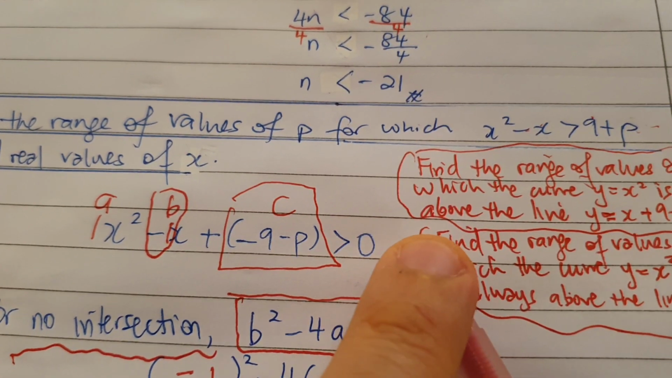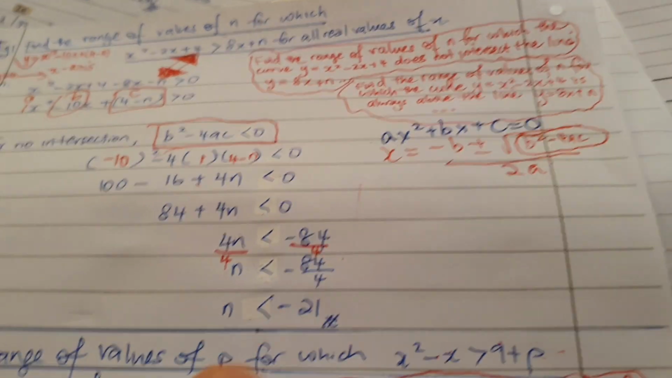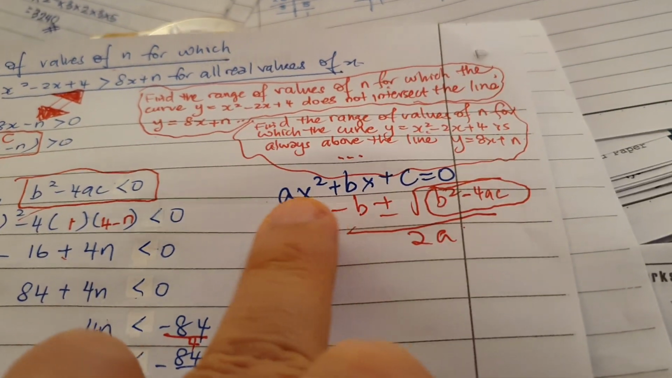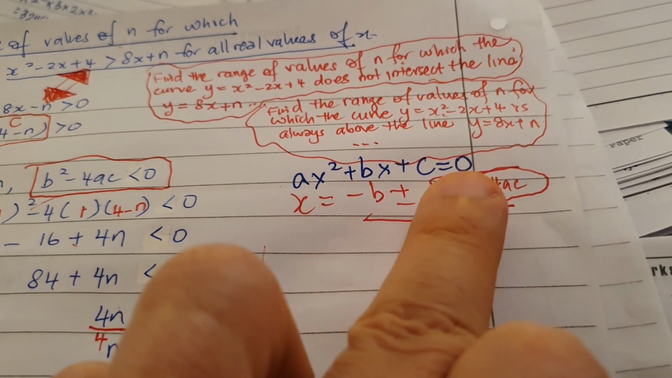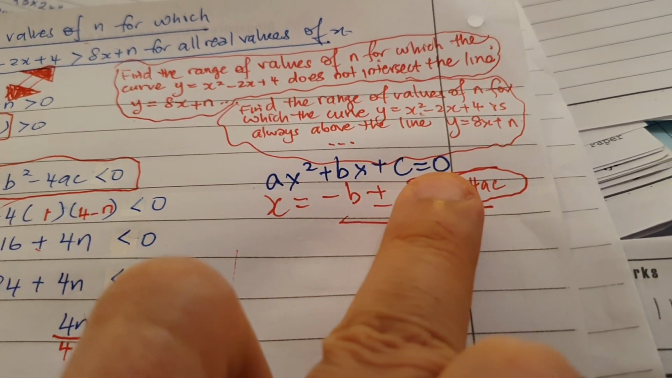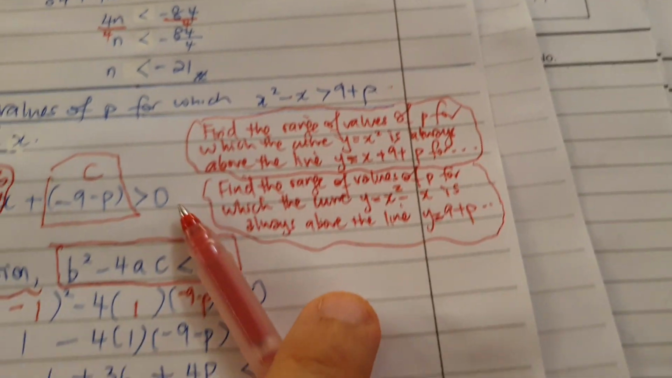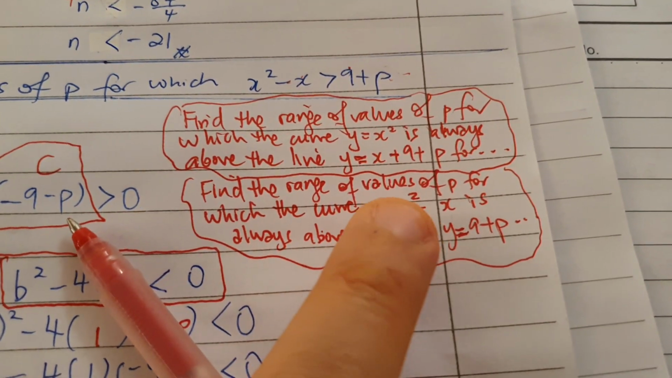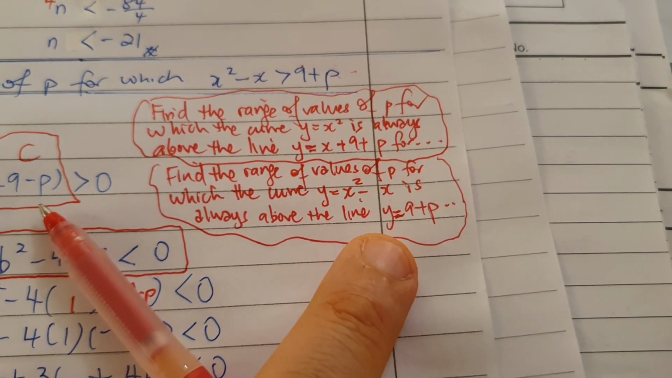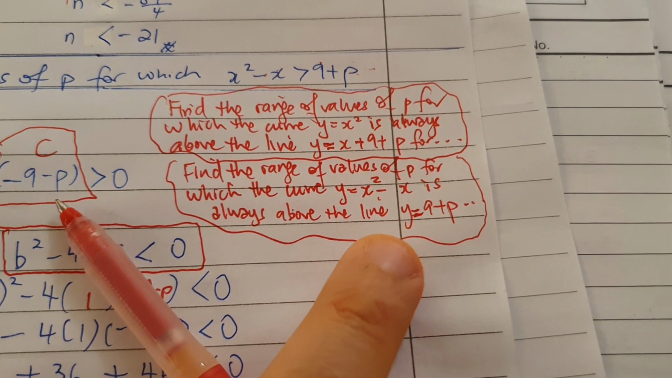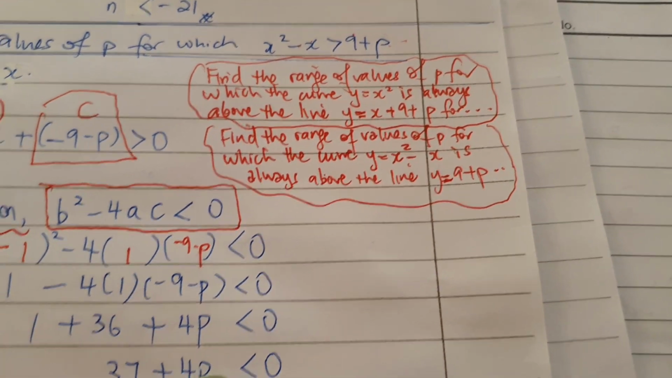Okay, make the right hand side 0. Why make the right hand side 0? Because this b squared minus 4ac formula only works for this form, ax squared plus bx plus c equals 0. Okay, now another way to phrase it is always above. Alright, so I hope you understand.